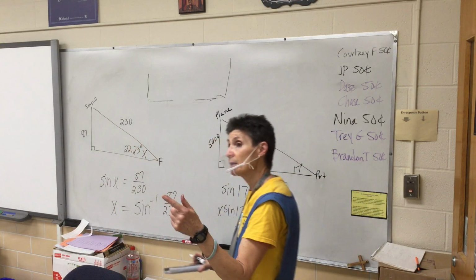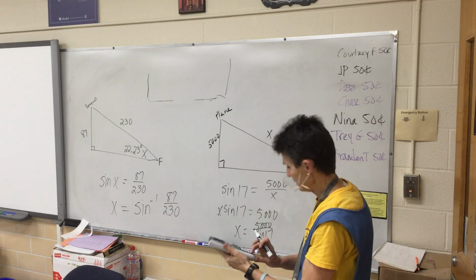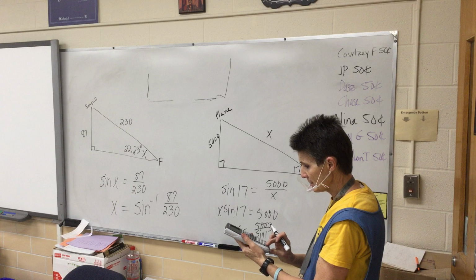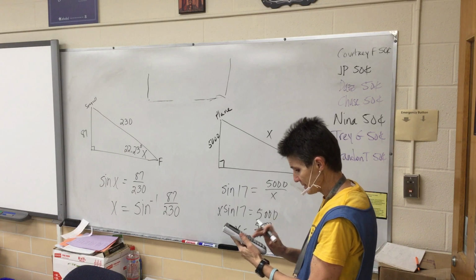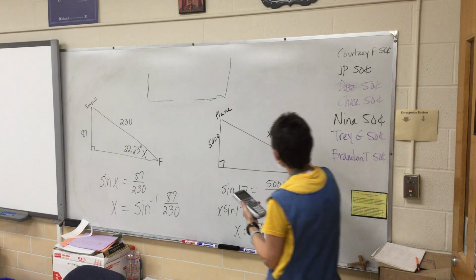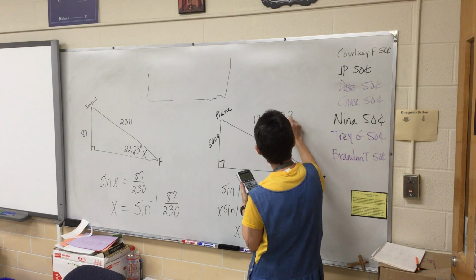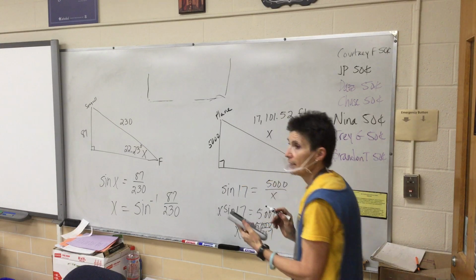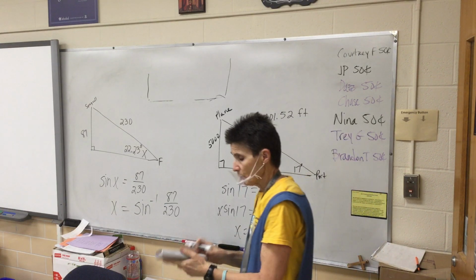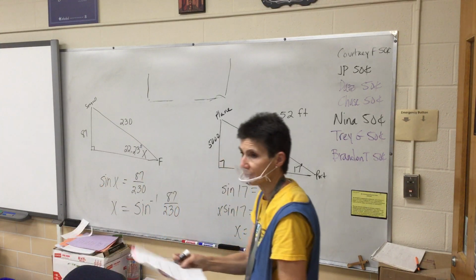Now, am I using second sine or regular sine? Regular sine, yeah. So 5,000 divided by sine 17. And I got 17,101.52 feet as my answer. Remember, you have to label. If it's a word problem, you have to label it.